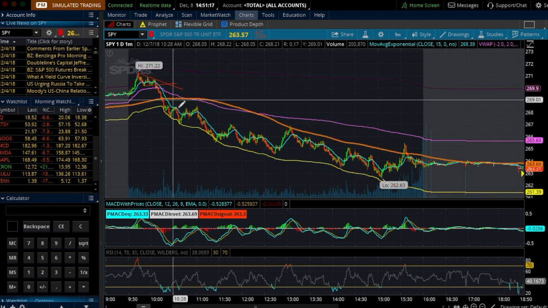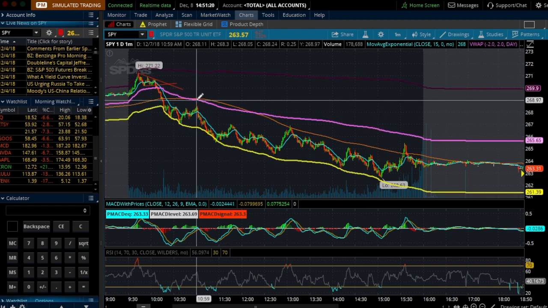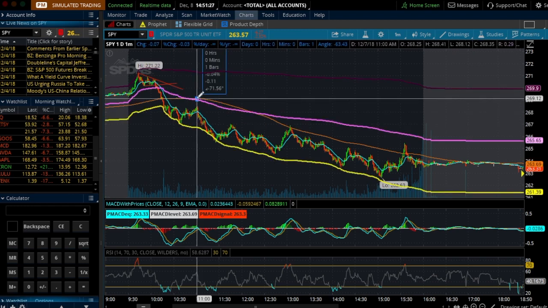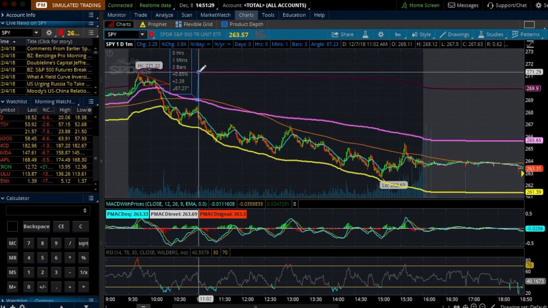So here I'm able to determine if the sellers are in control, if it's below the middle VWAP and in between the low VWAP, or if the buyers are in control, between the top VWAP and the middle VWAP.